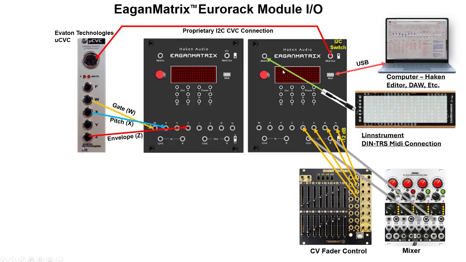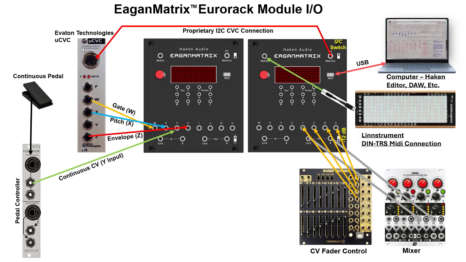And when I play the first module with the instrument, in addition to outputting to the mixer, I'm also going to play the second module with the output of this uCVC. That'll send the gate, pitch, and envelope outputs into my second EaganMatrix module. So I'll play the first module with up to 8 voice polyphony over MIDI, and the second module I will play monophonically with CV from the uCVC.